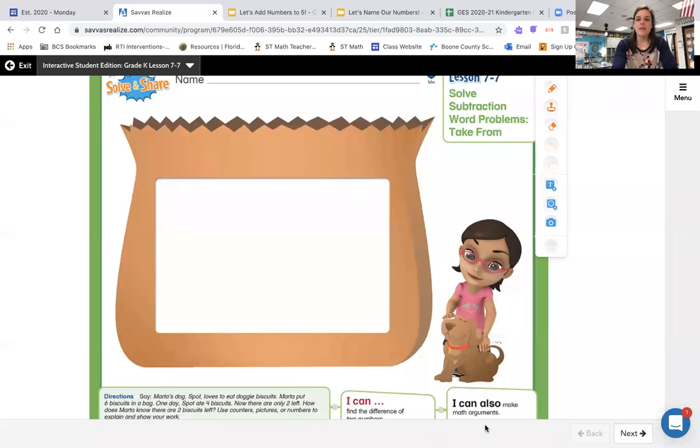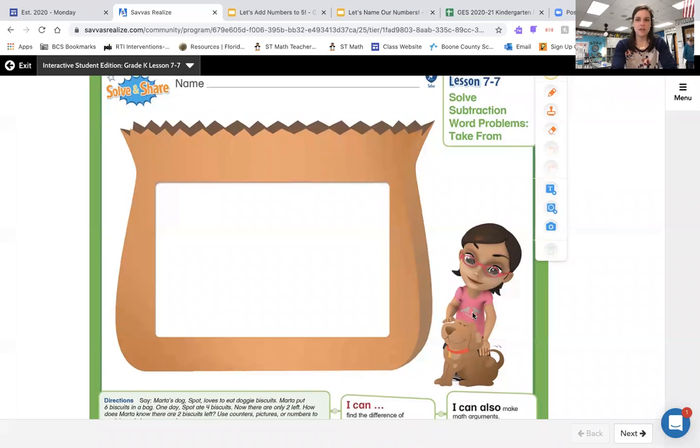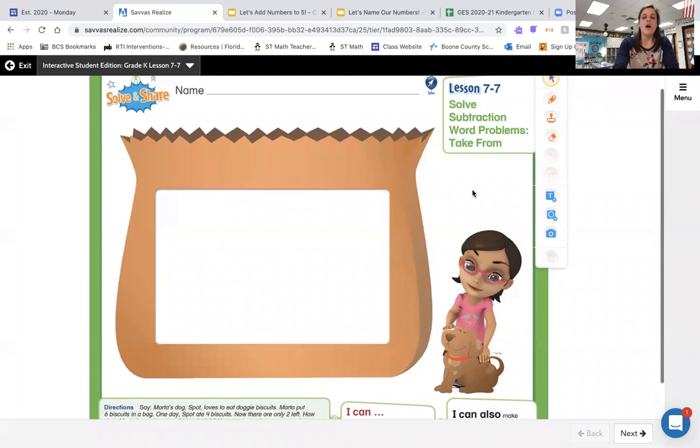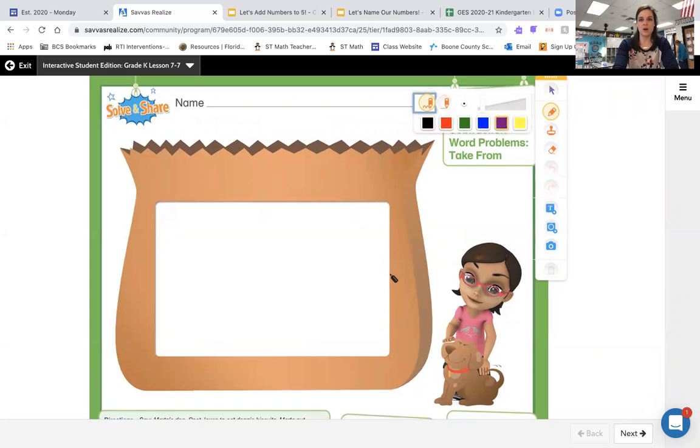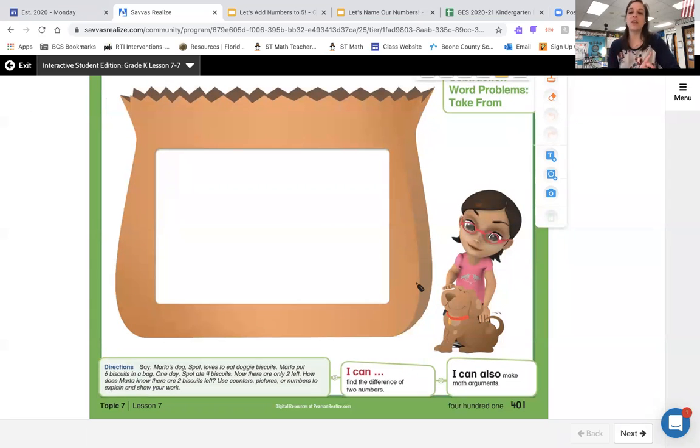All right, friends, let's take a look now at page 401. On our solve and share, there's a story that tells us about Marta and her dog. So let's listen first, and then we're going to illustrate a picture and write a number sentence or a subtraction sentence to match. So it says Marta's dog Spot loves to eat doggy biscuits. Marta put 6 biscuits in a bag. One day, Spot ate 4 of those biscuits, but now there are only 2 left.